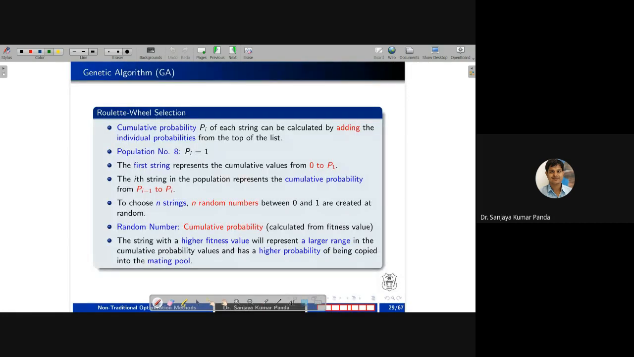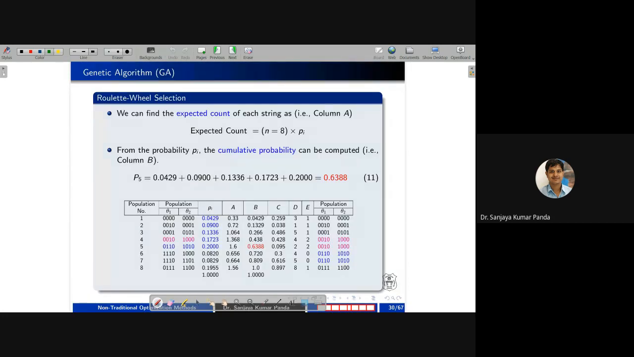Apart from that, to decide which population is going to come, we have to calculate the cumulative probability. Cumulative probability means you consider the probability of the previous population plus your own probability. We'll see the details about it. Till now you know the population number and the population's probability p_i. Now column A is the calculation of the expected count, which is calculated by multiplying the probability by 8. Here you can see the probability is 0.0429.